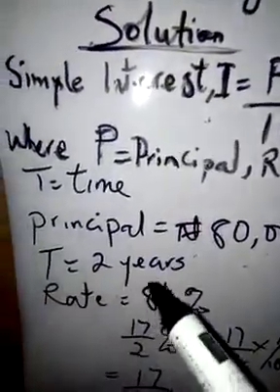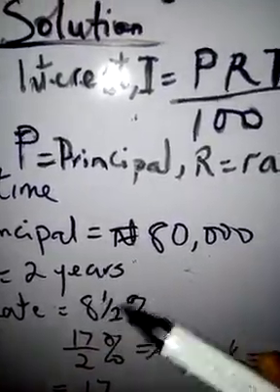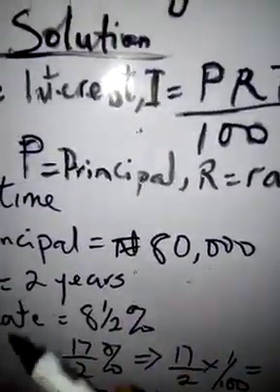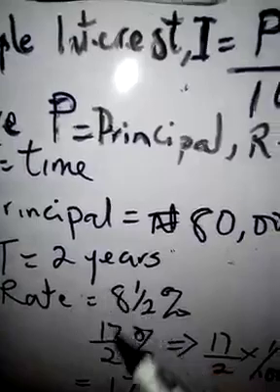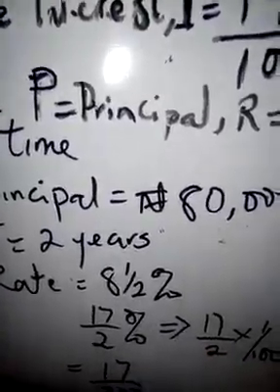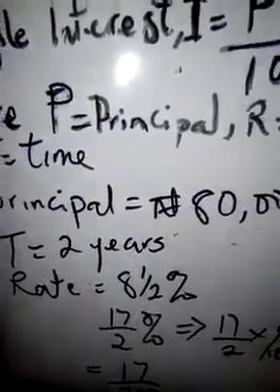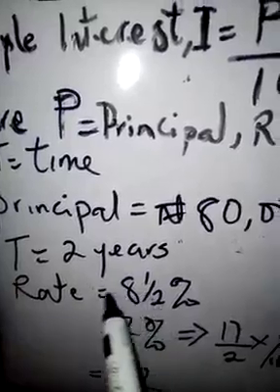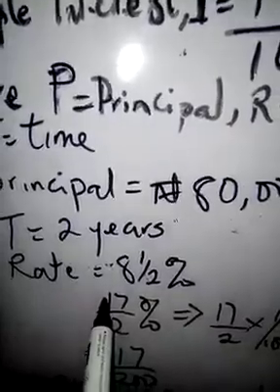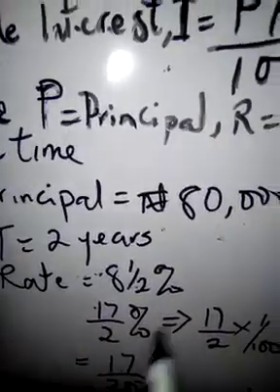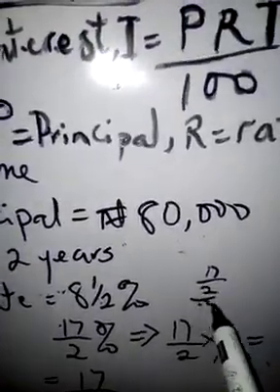So let's calculate. First of all, how many times do we want to get the compound interest? That is 2 years. So the principal is 80,000. The rate is 8.5%. So how do you calculate 8.5%? You make it a mixed fraction, then you multiply. 2 times 8 will give you 16, plus 1, that will be 17. That's why we have 17 over 2%, which is 17 over 2 over 100.